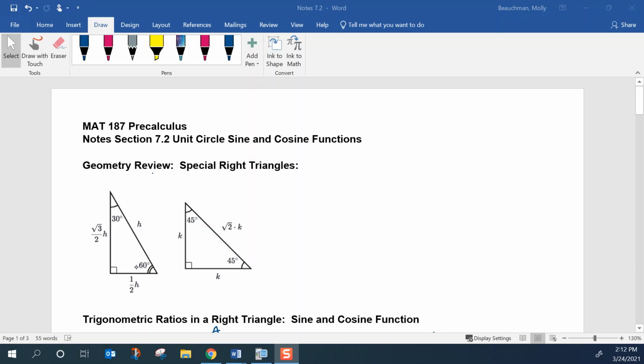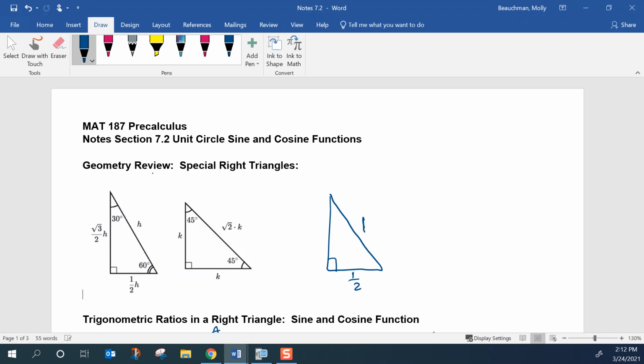The first triangle is a 30, 60, 90 right triangle, and the relationship of the sides, if the hypotenuse is h, then the shorter side is 1/2 times h, and the longer side is square root of 3/2 times h. What we're going to look at in a unit circle is triangles inside the unit circle that have a radius of 1. So if h is 1, then the short side would be 1/2, and the longer side would be the square root of 3/2 in the 30, 60, 90.